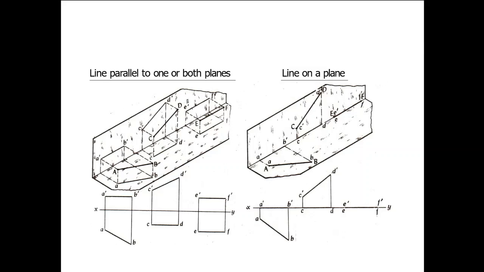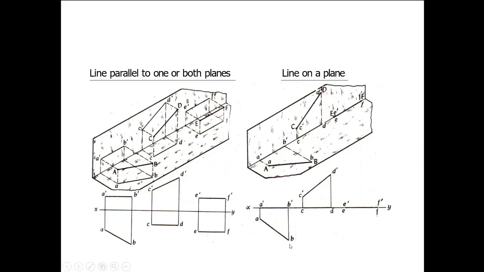Okay, so the first line, that is AB, is on the horizontal plane. So if you see from the front, we will see the projections; we will see the front view on the XY line because it is on the HP. So the front view will be on the XY line, A dash B dash will be the front view, and the top view will be AB.